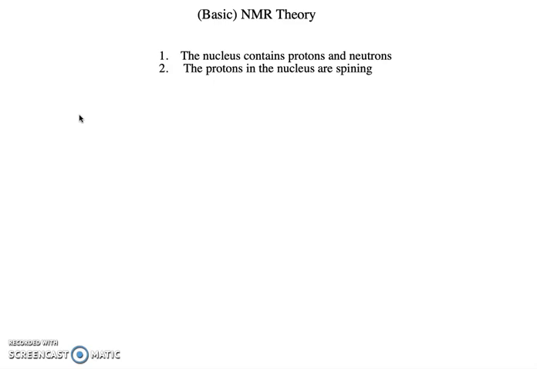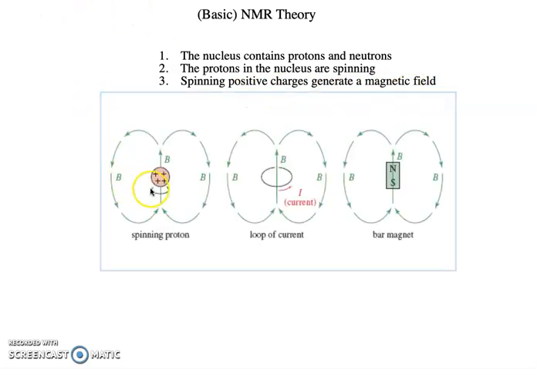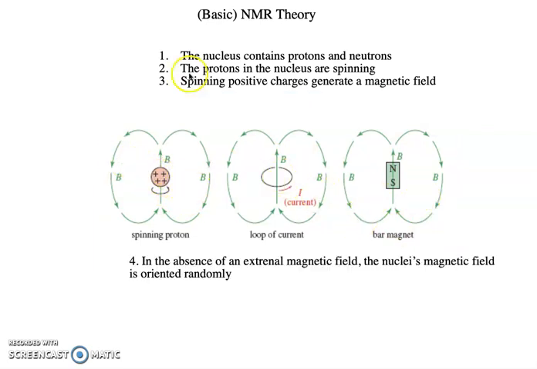Next, the protons in the nucleus are spinning. We're not going to worry about what the neutrons are doing, but the protons are spinning. Anytime you have a spinning positive charge, you generate a magnetic field. So the spinning proton, spinning positive charges, generates like a little bar magnet, and you get a magnetic field generated by these spinning protons. In the absence of an external magnetic field, the nuclei's magnetic field is oriented randomly.